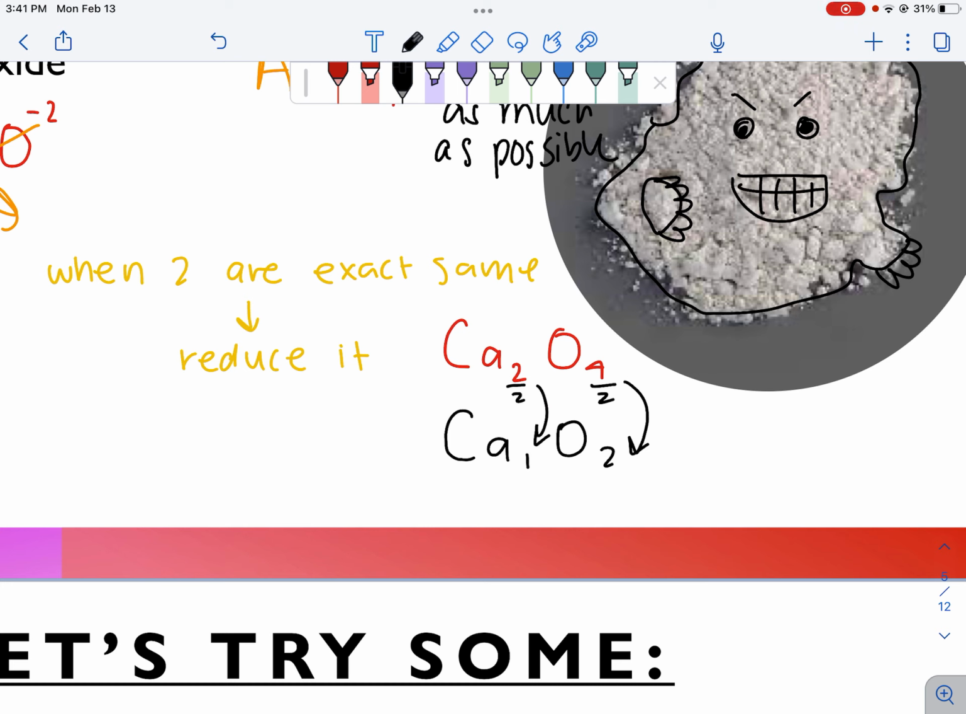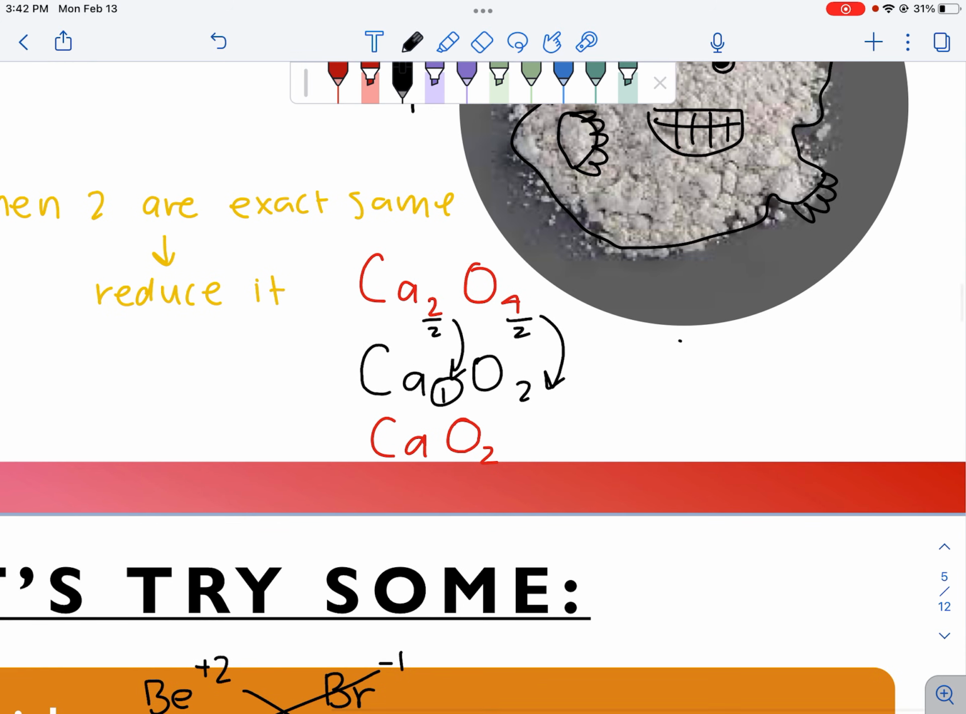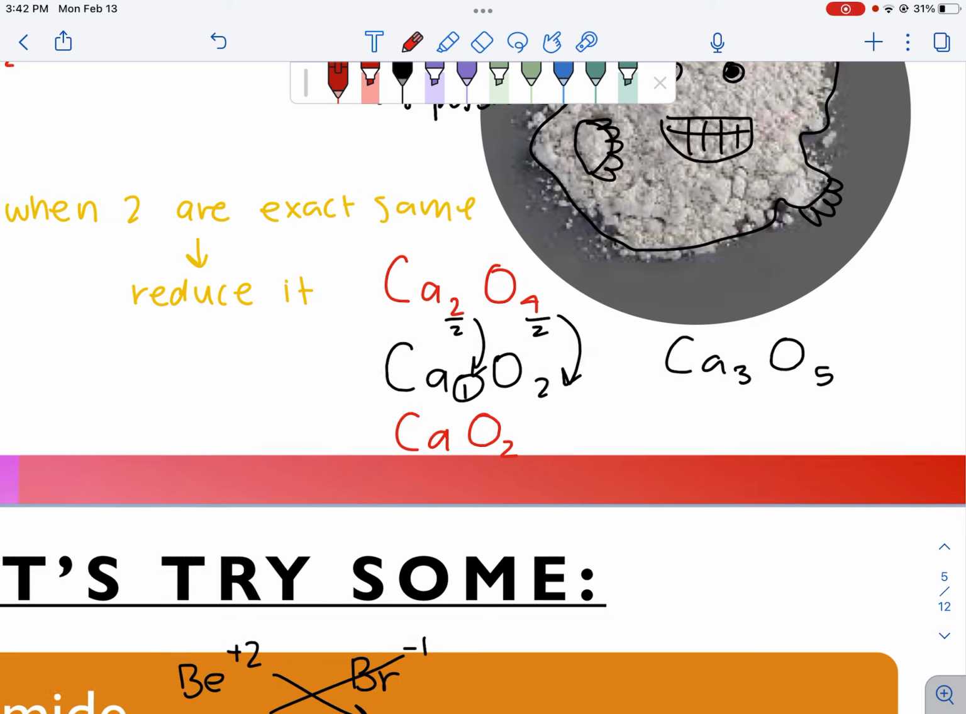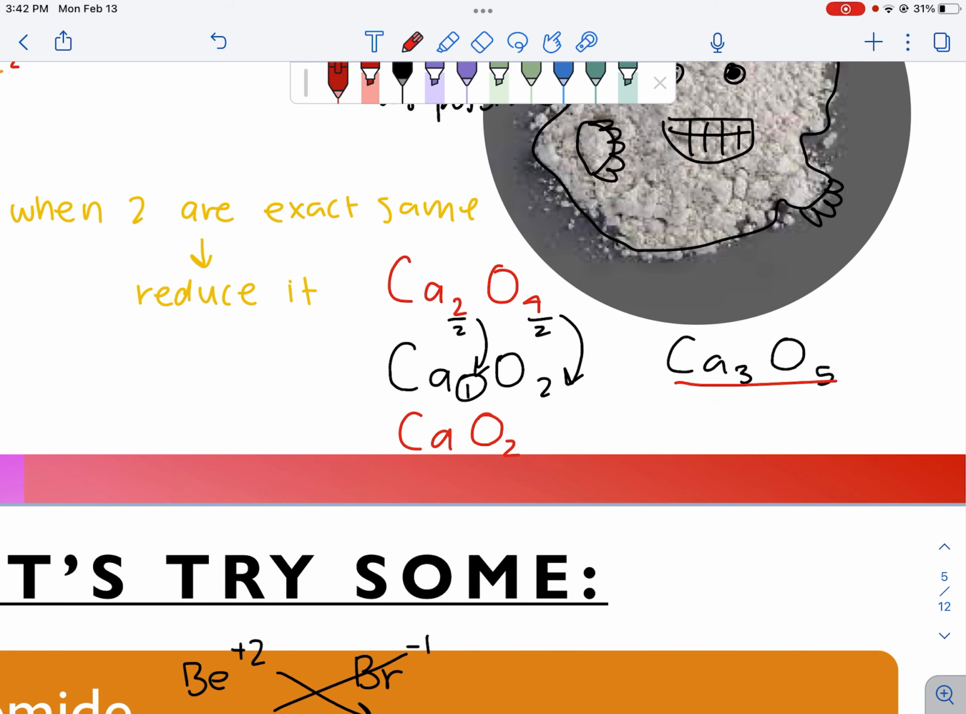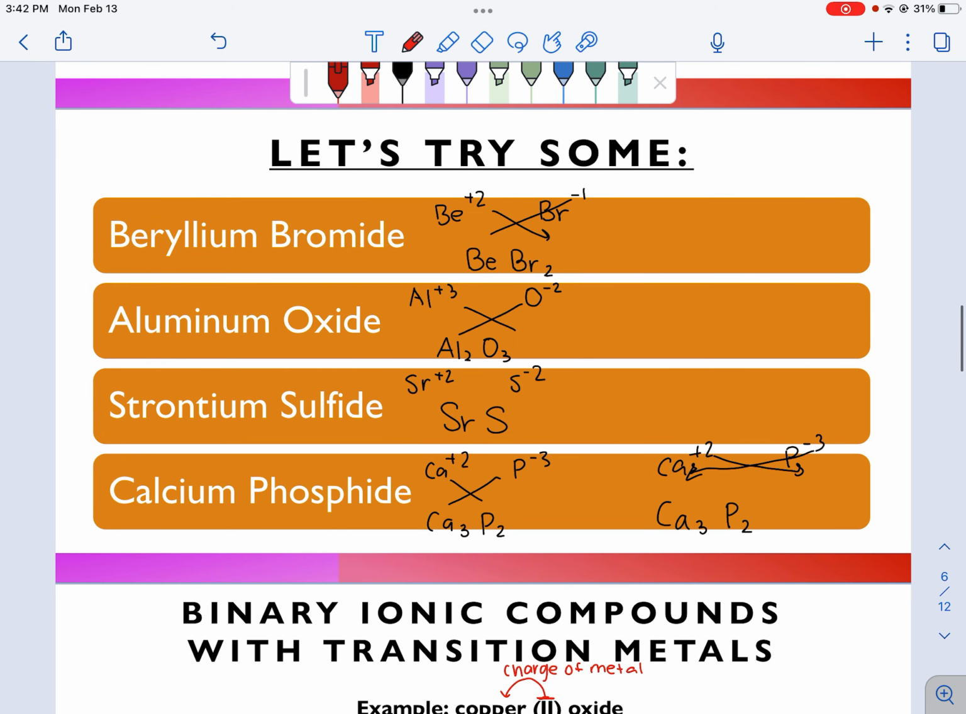But remember what we say. If it's 1, positive or negative, doesn't matter, it disappears. So our full answer would be CaO2, okay? But if we had like 3 and 5, that doesn't work because there's nothing divisible by them, right? 3 can't go into 5, and 5 can't go into 3. So that's just the answer. But for 2 and 4, we know that they both can go into 2. These are some examples.